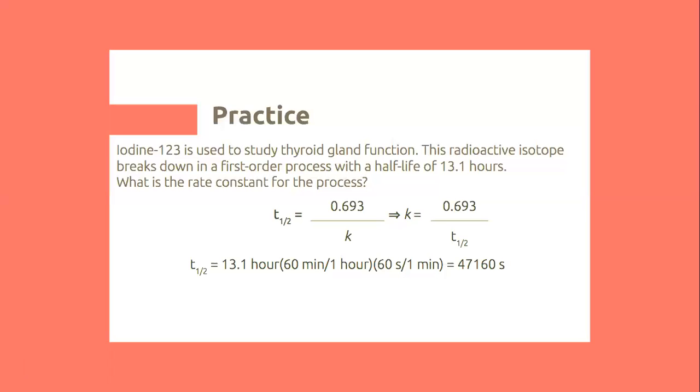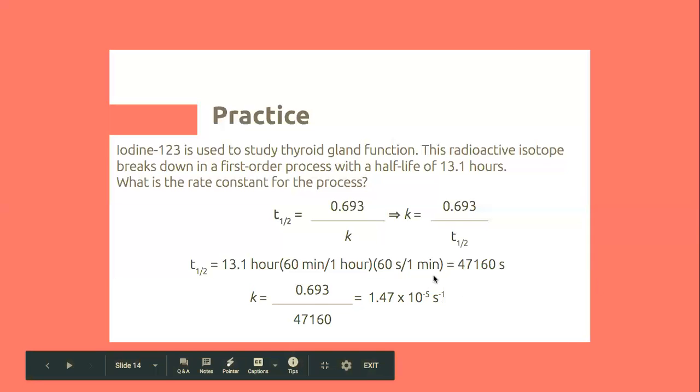And then we're going to plug that into our equation to find our rate constant. So k equals 0.693 divided by 47,160, which equals 1.47 times 10 to the negative fifth per second, or s to the negative first. And 1 over s, or s to the negative first, remember, is our unit for a first order reaction. So there you have it.